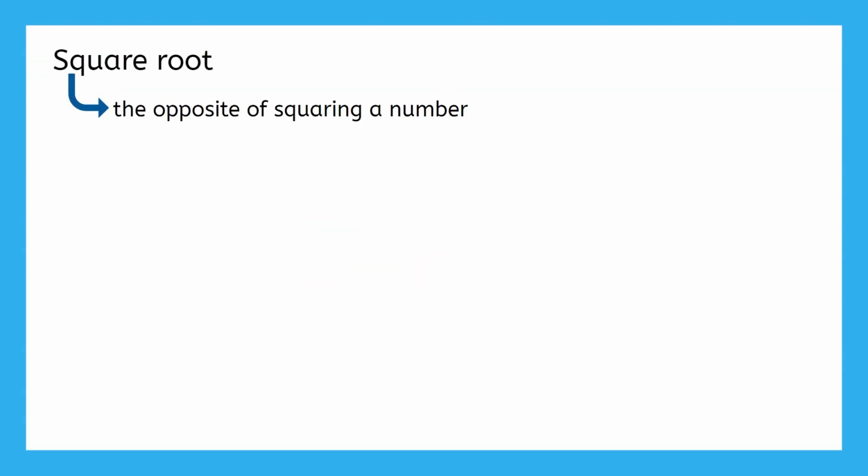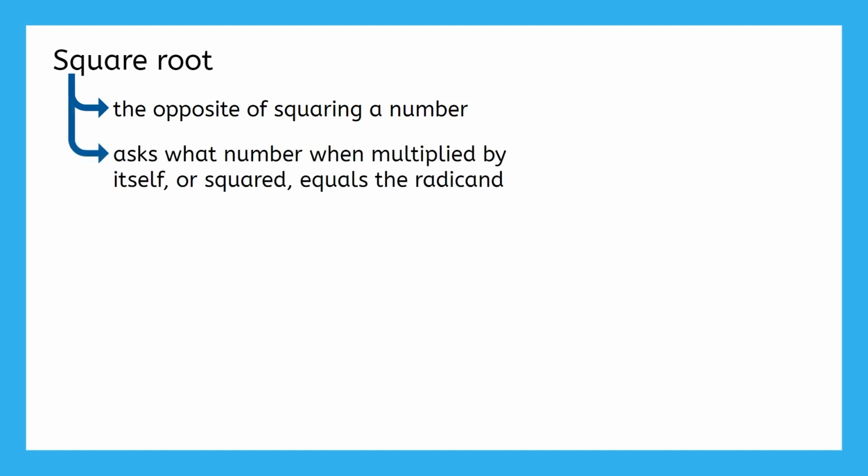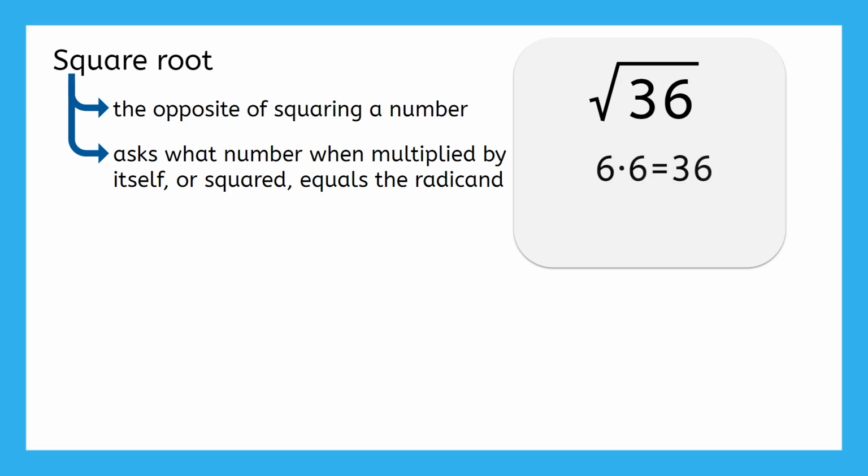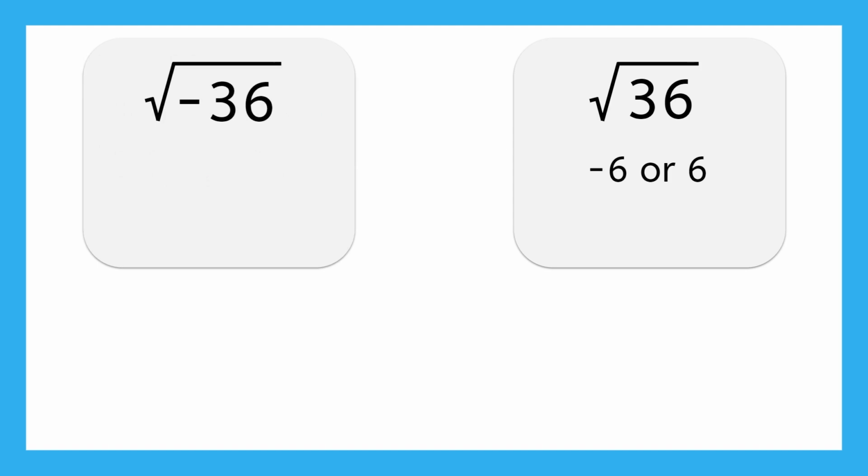Finding the square root, or the opposite of squaring a number, is basically like asking what number multiplied by itself equals the radicand. So let's say we want to find the square root of positive 36. We know that 6 times 6, or negative 6 times negative 6, equals 36. So the answer to the square root of 36 is negative 6 or 6. If that's the case, then why are we getting an error when we try to calculate the square root of negative 36?